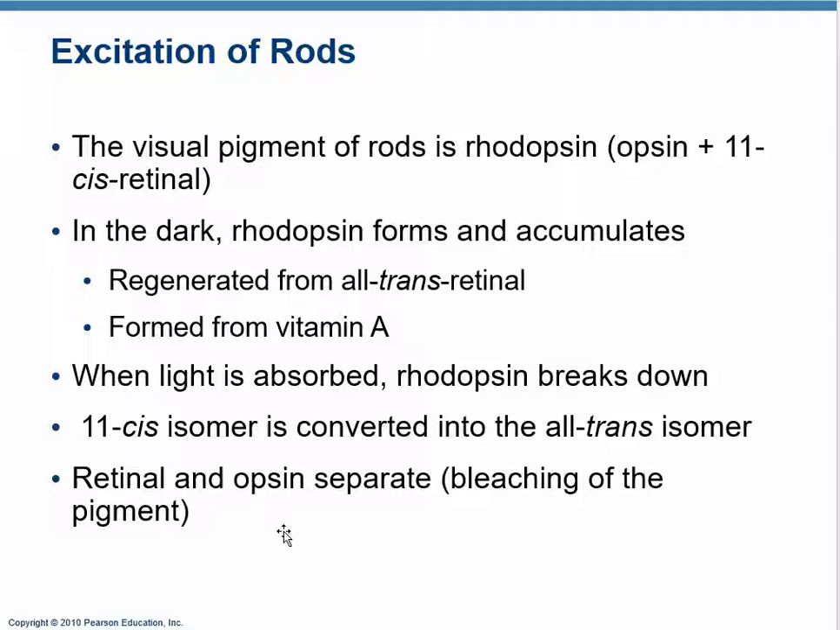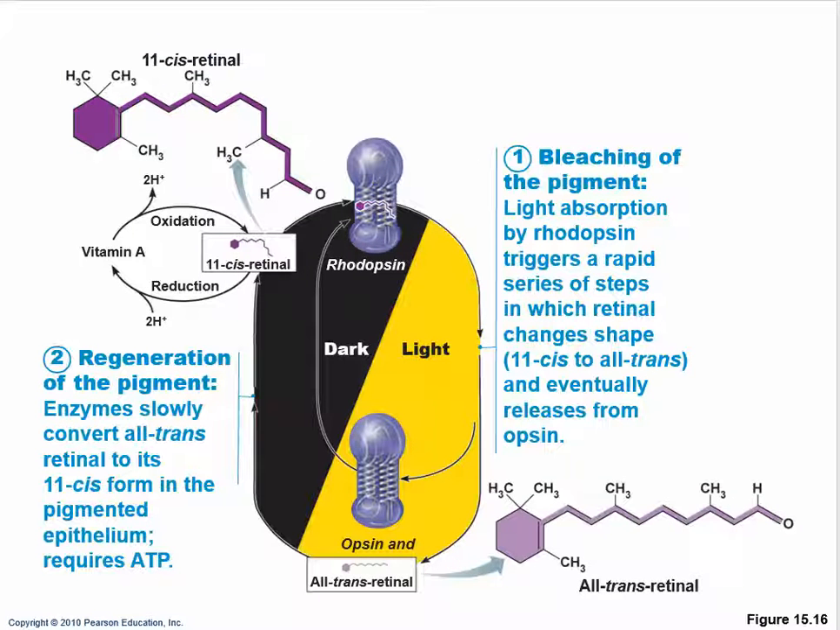When light's absorbed, the rhodopsin breaks down, and the cis is turned to trans. That means the retinol, and so the now trans retinol, separates from the opsin, and so it's really a chemical reaction based on the energy of what's going on. I'm not going to worry about that, but in the dark, it regenerates. Light, it bleaches. Dark, it regenerates.